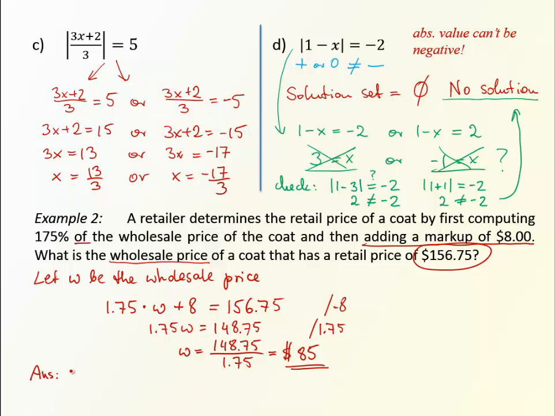So we can say the wholesale price of a coat is $85. And that would be end of this lesson.